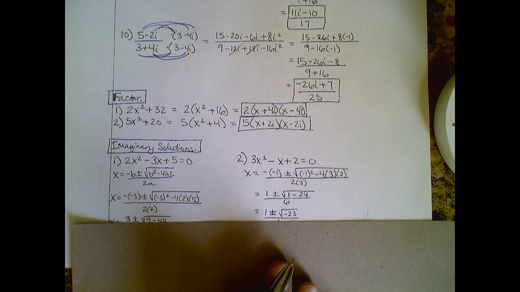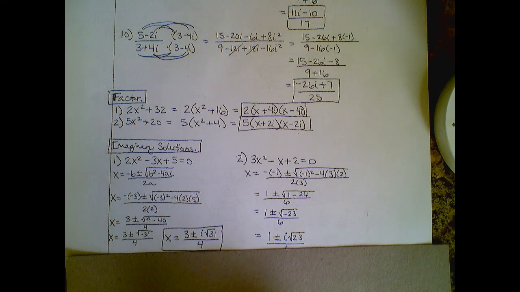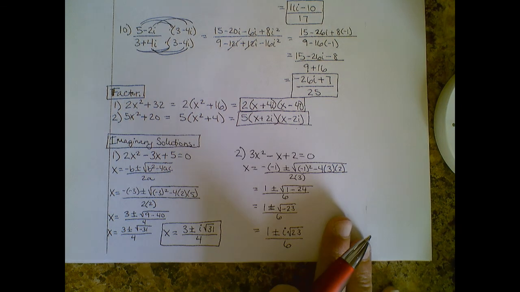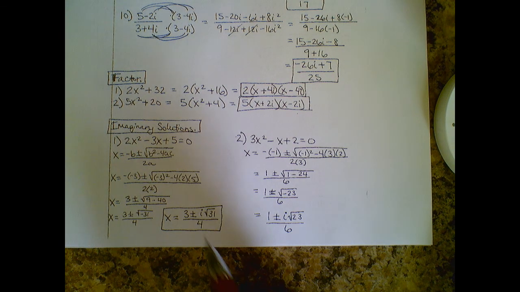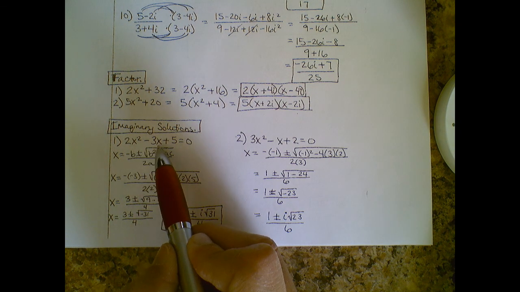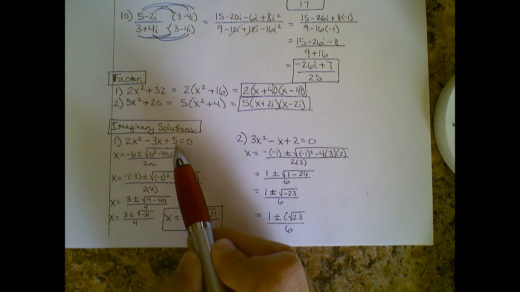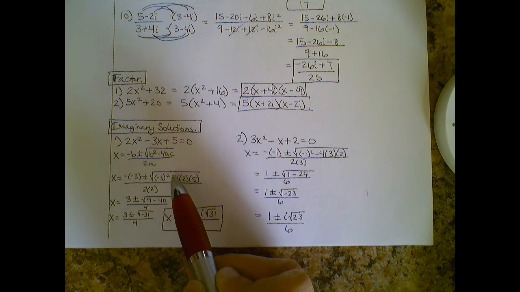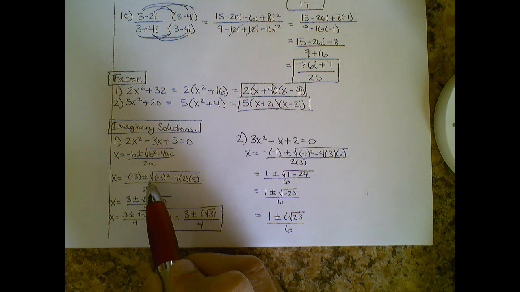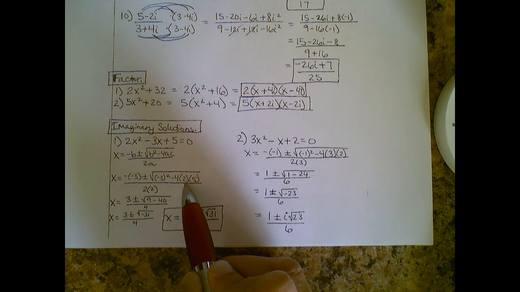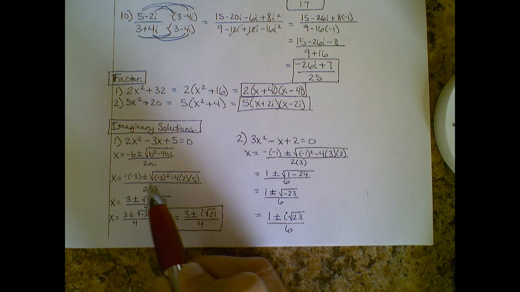Alrighty, these last two examples are using that quadratic formula that we talked about, but looking at when we have imaginary solutions. So for this first one, we have 2x squared minus 3x plus 5. Our A is 2, our B is negative 3, and our C is 5. So we plug those into our quadratic formula. So we have negative 3 plus or minus the square root of negative 3 squared minus 4 times our A, which is 2, times our C, which is 5, all over 2 times our A, which is 2.